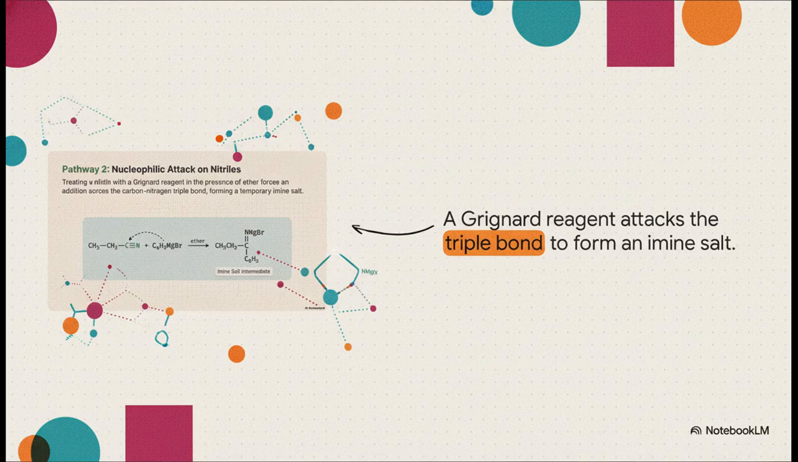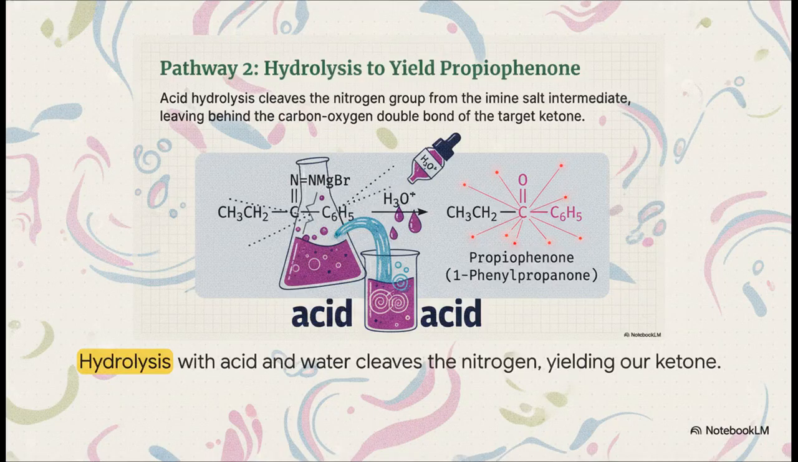So, look who's back, our old friend, the powerful Grignard reagent. But this time, unlike with the acyl chlorides, its raw power is exactly what we need. It goes right in and attacks the carbon of that triple bond, breaking one of the bonds and forming this temporary structure called an imine salt. Now, we're not at a ketone yet, but that's okay. The important thing is we've built the basic carbon skeleton that we want. We're halfway there. Okay, time to finish the job.